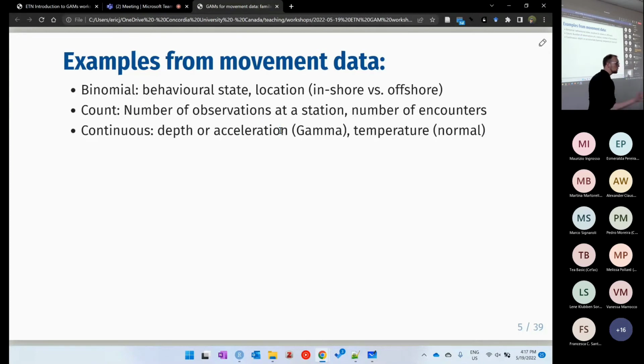And continuous is generally broken into continuous positive only, so things like depth or acceleration, where you wouldn't expect to see negatives. You could see a signed acceleration, but most of the time you'd say acceleration is always going to be positive or zero, or you'd say the depth is always going to be, like, 0 would be the lowest, and the depth would go down to, say, 5,000 meters or whatever.